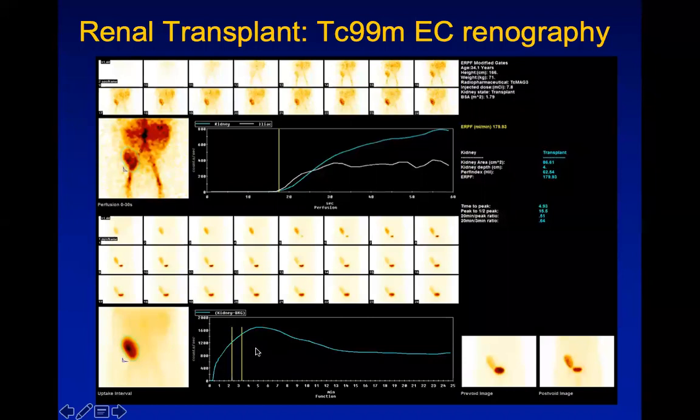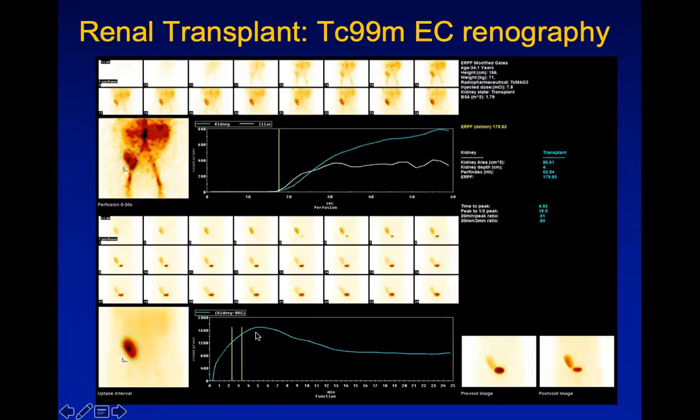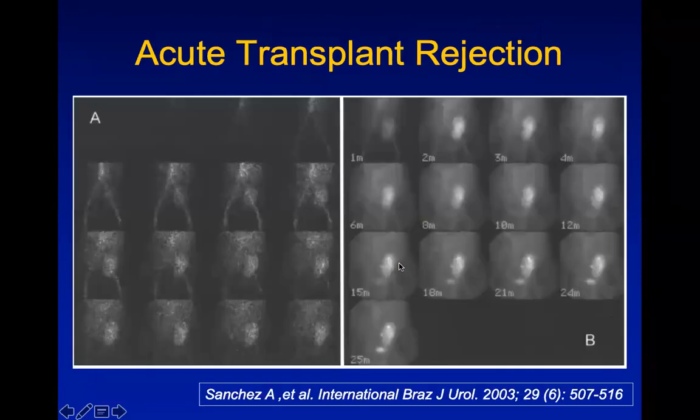The renogram curve will not be as good as in the normal native kidneys, but you will still get a similar shape. Don't mistake this for an abnormal or delayed peak. So this is normal transplant function with unobstructed drainage into the bladder. In acute rejection, the perfusion goes and obviously the function also goes. So here you can see the perfusion, the kidney appears quite late, and there's a high background and poor function. So this is an acute transplant rejection.